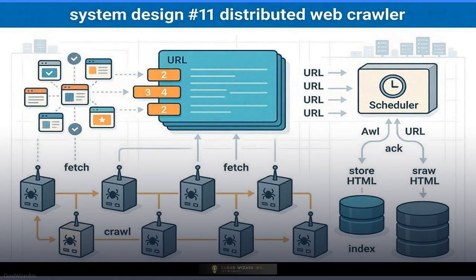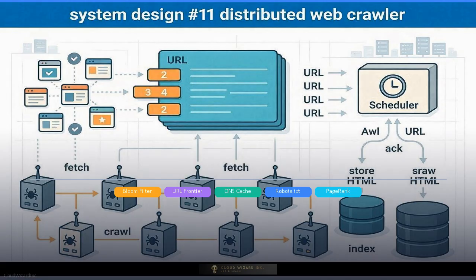Welcome to Cloud Wizard. In this video, we're doing a complete deep dive into the distributed web crawler, the system that powers search engines like Google, Bing, Yahoo, and Baidu. We'll cover the URL frontier, politeness, deduplication, DNS caching, robots.txt, and the low-level design needed to crawl billions of pages. Whether you're preparing for a senior engineering interview or building search infrastructure at scale, this one is for you. Let's get into it.